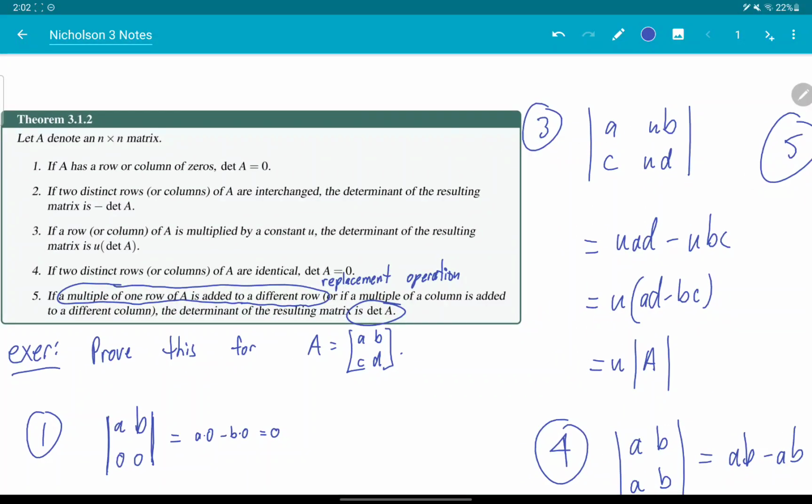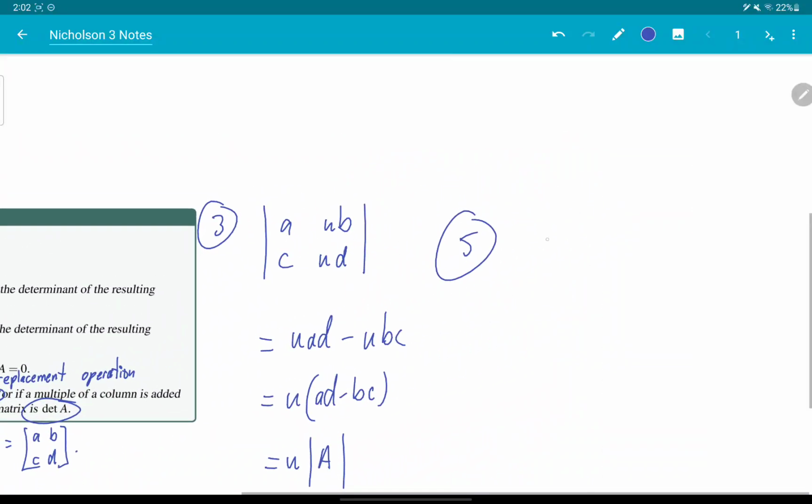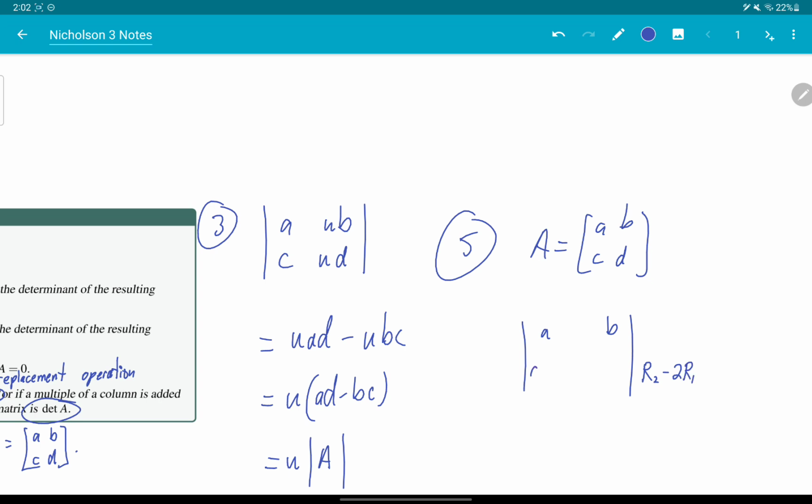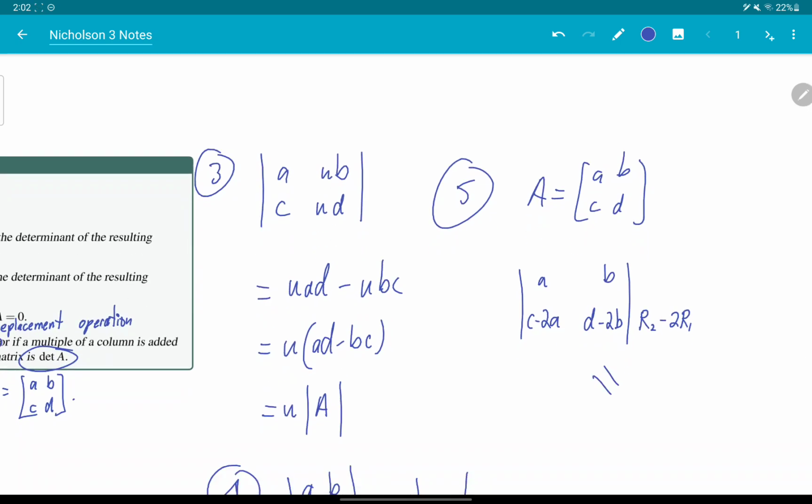So let's see how this works in the 2x2 case. So if I start with A is A, B, C, D, and then I do a row operation. So I'll go A and B here. I'll go row 2 minus 2 row 1. So it'll give me C minus 2A, D minus 2B. So if I work this determinant out, I am expecting it to be determinant of A.